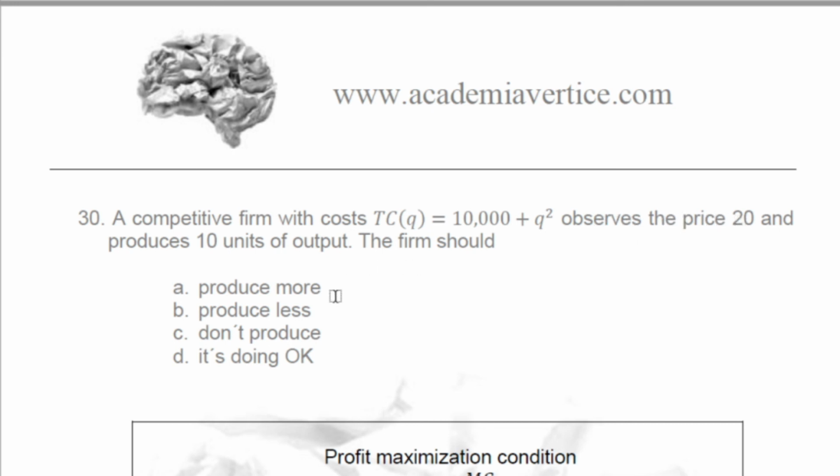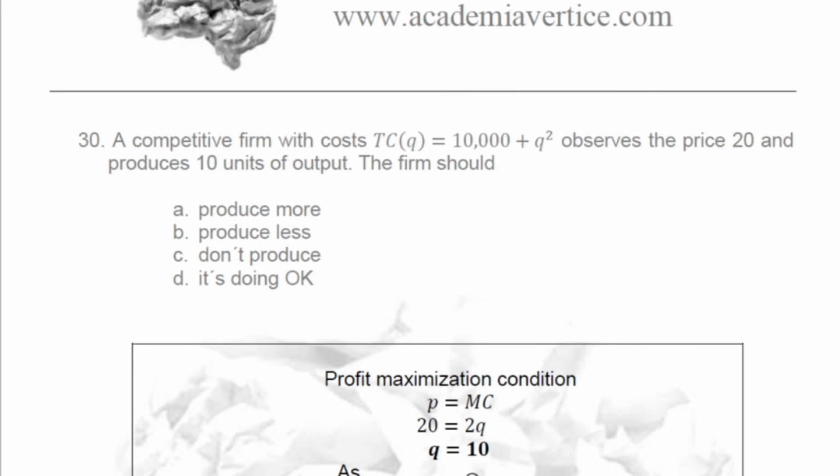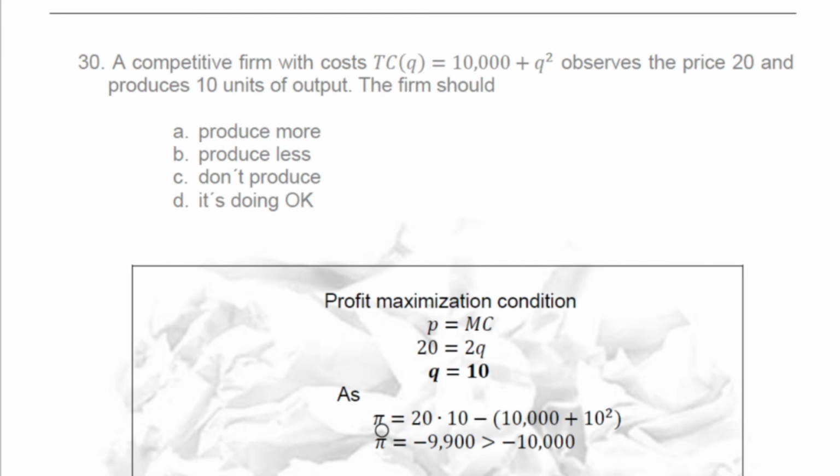Let's see. Price equal to marginal cost, 20 equal to 2Q, then Q is equal to 10. Is it worth producing it? Well, profits are 20 times 10, the revenues, 200, minus the costs, which are huge, then the result is a profit of minus 9900. But even if there are big losses, they are smaller than not producing. So the firm is doing okay. And the answer is D.